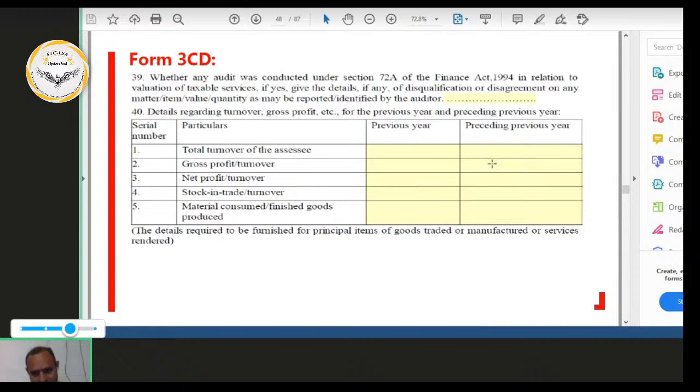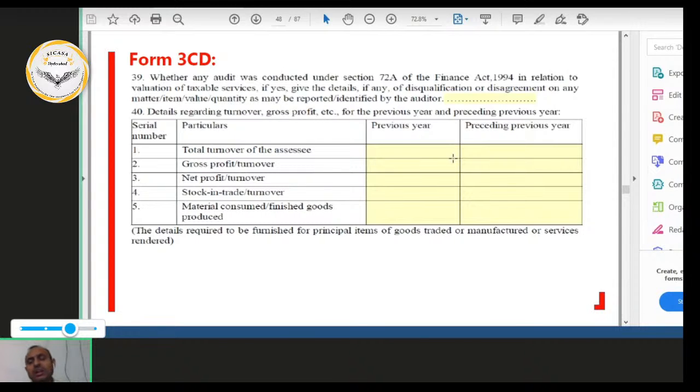Compare with the last year. If there is too much difference, go back and check your workings. And see, it doesn't mean that there should not be differences. Definitely there can be. But you should know why there is a difference. Reason is very simple. Based on these differences, 142 notices will be generated. That will be sent to your boss.